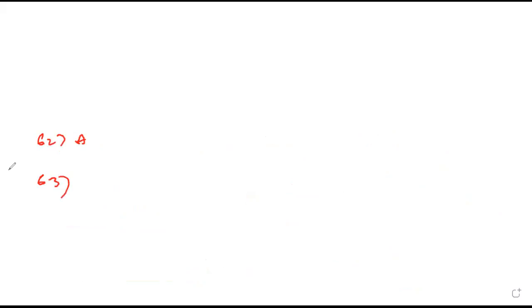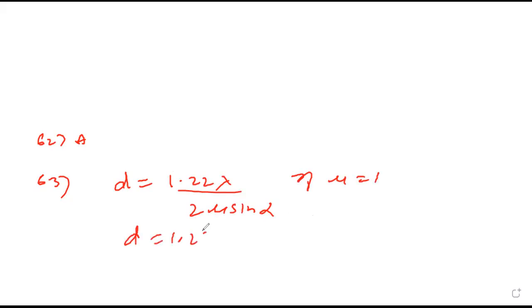63. The two images to be resolved in case of microscope when minimum distance between them is 1.22 lambda upon 2 mu sine alpha. Alpha को बीटा दिया है. If mu is 1, तो d हो जाएगा 1.22 lambda upon 2 sine alpha, which is the option. Here it is beta. That means that microscope is kept in air. Air का refractive index is 1. Okay, done. Yes, sir.